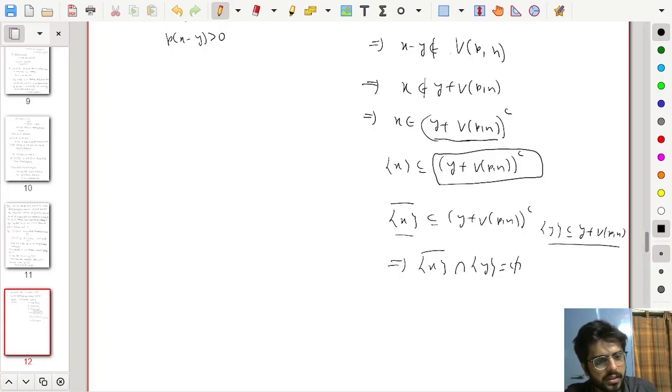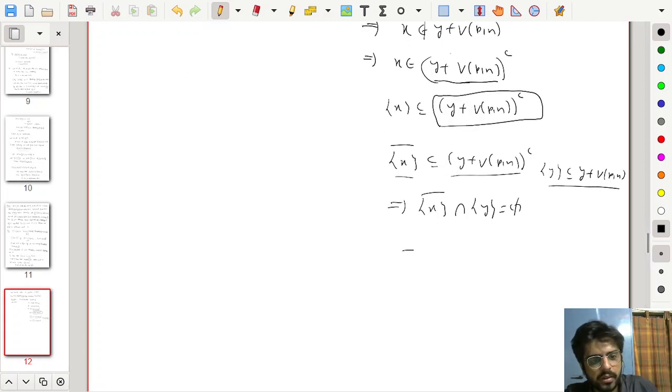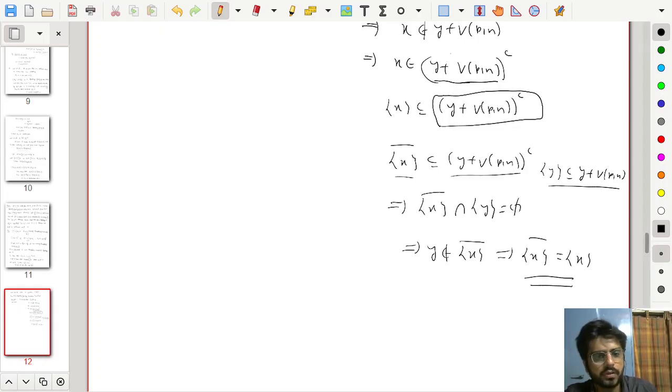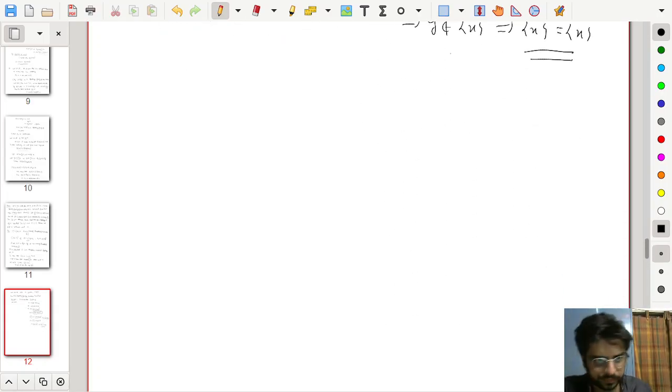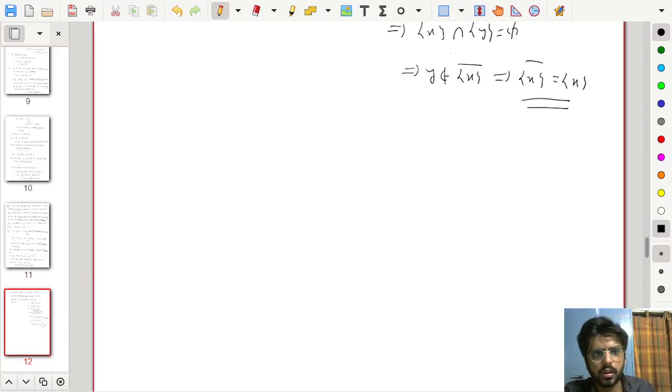Singleton y is contained in this set, and the closure of singleton x is contained in the complement of this set. So the closure of singleton x intersection singleton y is empty. This implies y doesn't belong to the closure of singleton x. This implies the closure of singleton x is equal to singleton x. So we have shown that singletons are closed. Next we need to show that addition and scalar multiplication are continuous.